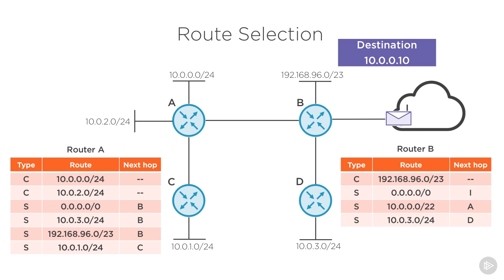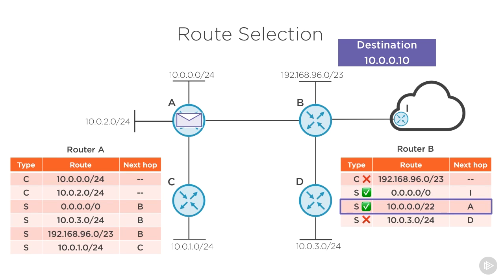This time we have a destination IP address of 10.0.0.10. So the message comes into router B. We of course do our lookup here. We're going to see that we have 2 matching routes. We're going to choose the route that has the largest number of matching bits, which is the static route with the /22 mask. We're going to forward our message on to router A.